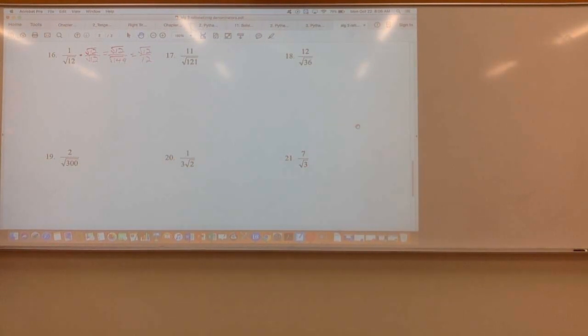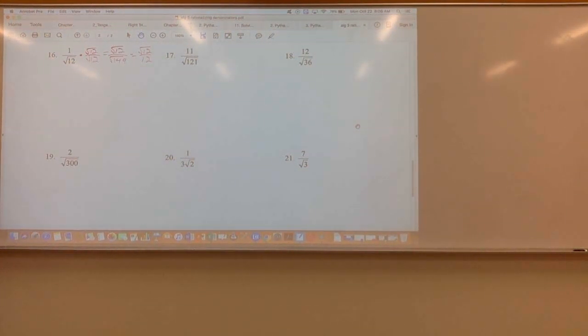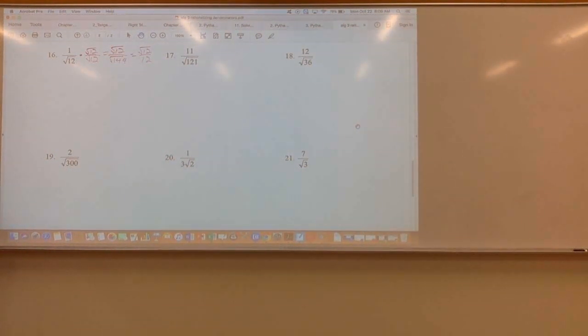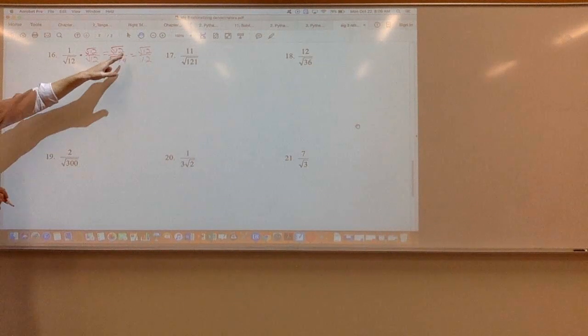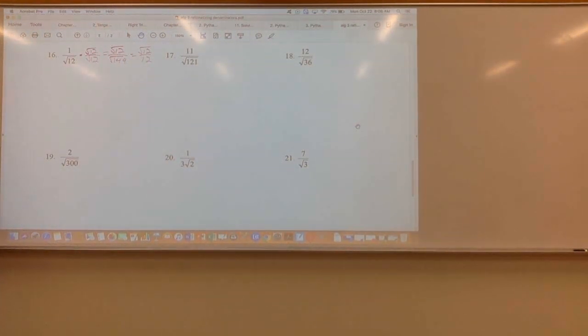Well, no. When we simplify, we want whole numbers, whether those whole numbers are in the radical or outside of the radical. We should only see whole numbers. We shouldn't be seeing decimals. So to simplify this a little bit further, I want to take a look at the square root of 12.